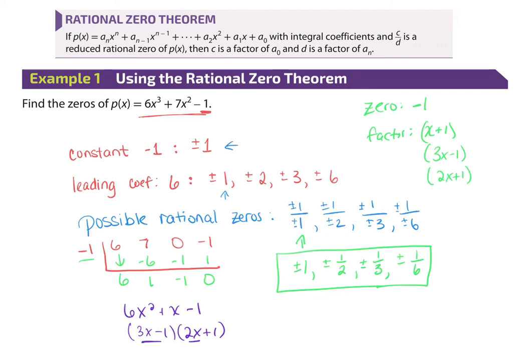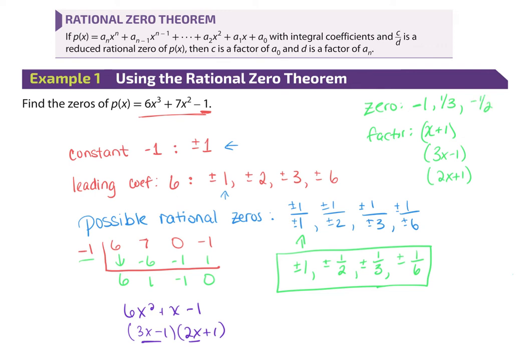And I also know my other zeros, right? What makes 3x minus 1 equal to 0? 1/3, right? If I set this equal to 0, add 1, divide by 3. So I know that a positive 1/3 is a 0. What makes 2x plus 1 0? We'll subtract 1, divide by 2. Negative 1/2, right? I now know that negative 1/2 is a 0.